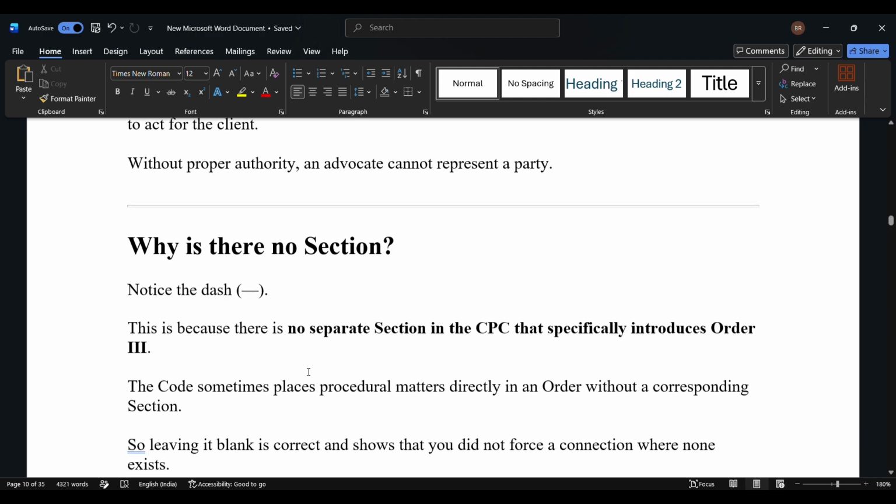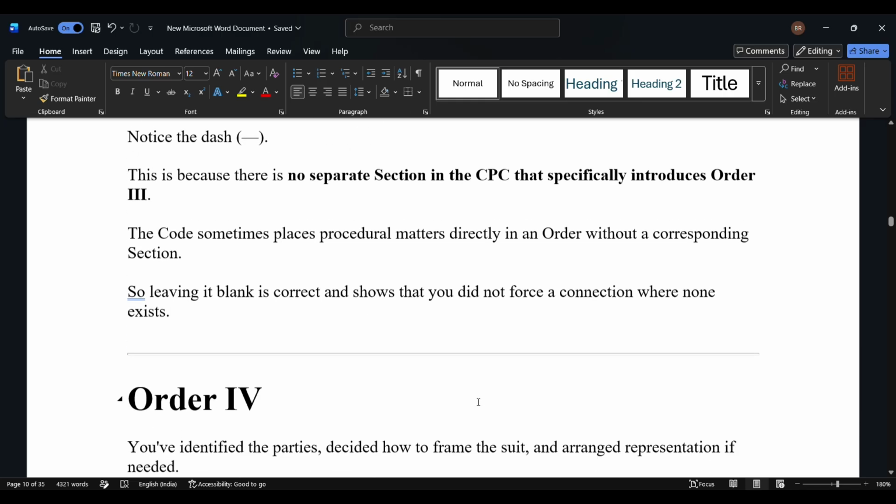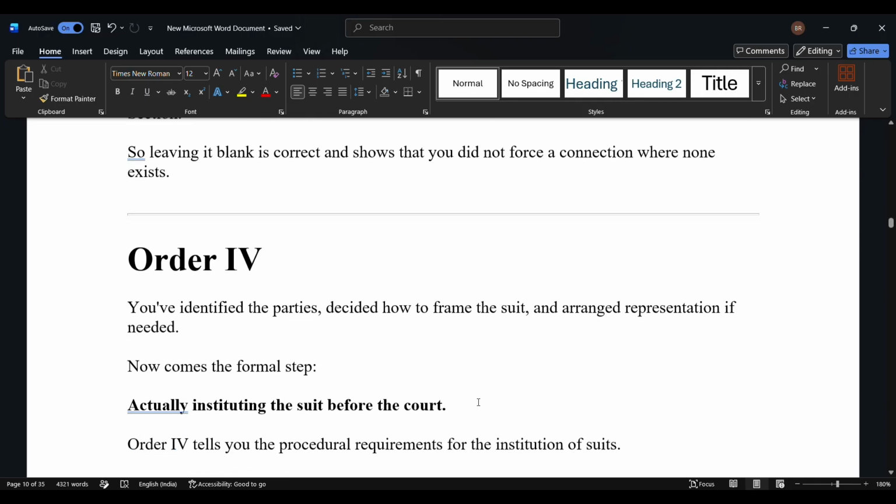Why is there no section? Notice the dash. This is because there is no separate section in the CPC that specifically introduces Order 3. The code sometimes places procedural matters directly in an order without a corresponding section. So leaving it blank is correct and shows that you did not force a connection where none exists.